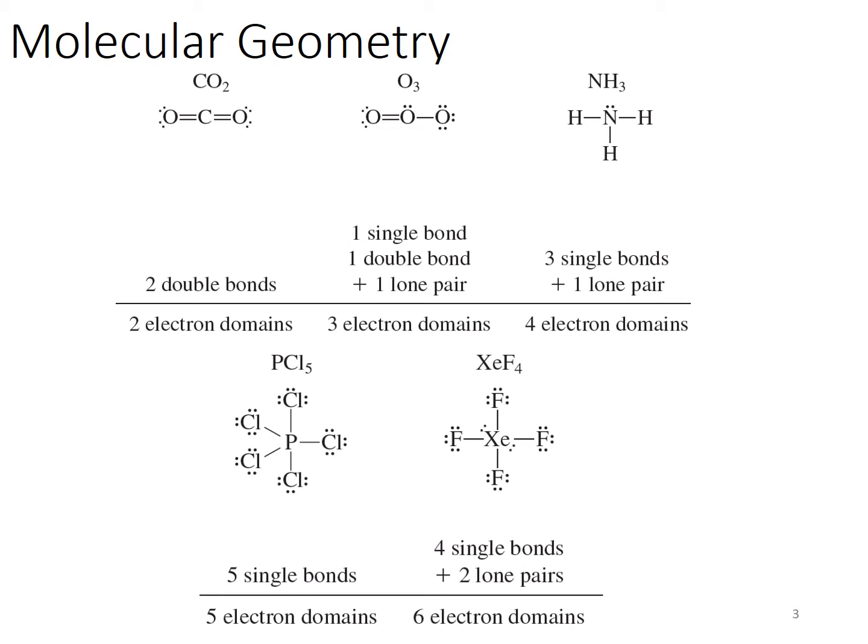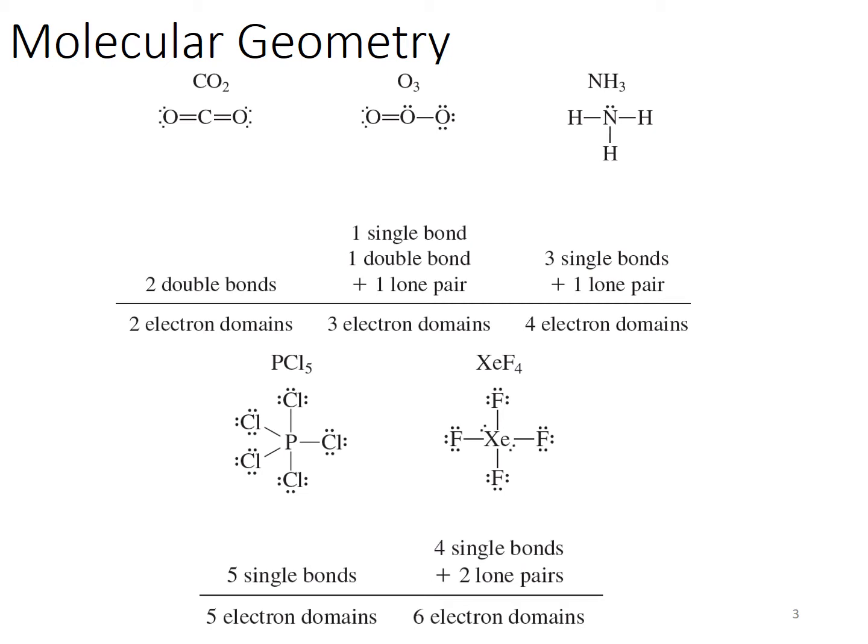So here we have an example of 5. Remember, 5 and 6 now means that you have 10 valence electrons around the central atom, or 12 at the very least for 6 electron domains. That means the central atom in those situations has to be able to break the octet rule. So for PCl5, you can see you have 5 single bonds, so there are 5 electron domains. This is called trigonal bipyramidal, which is a little bit more of a rare one.